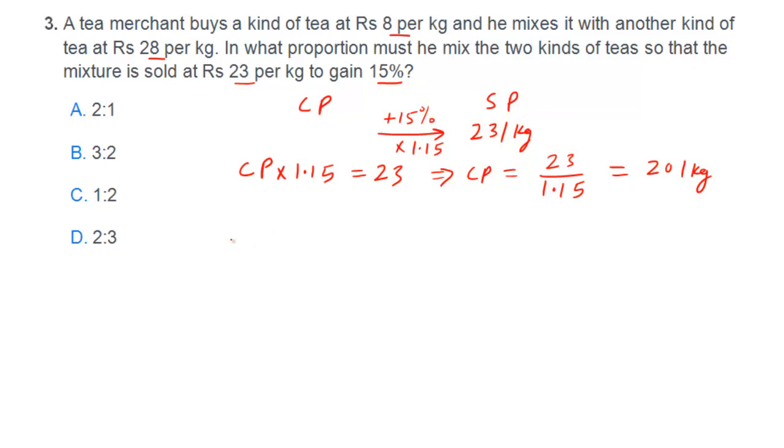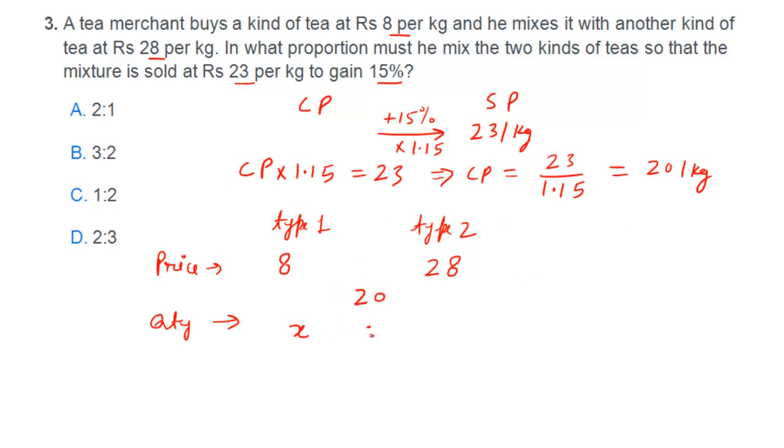Now we can apply the alligation rule. So for this we can write type 1 here and then type 2. So the variety 1 or type 1 is the price. I am writing here price, and the price is 8 per kg, and for type 2 this is 28. Okay, and then you have to find out, or writing here, in what quantity you have to mix. And CP we have already calculated, so in the middle I will write 20, and here I am writing X is to Y, in what ratio it has to be mixed.